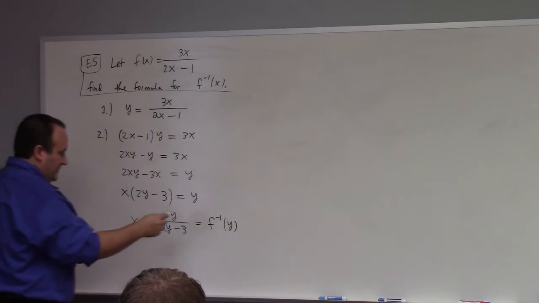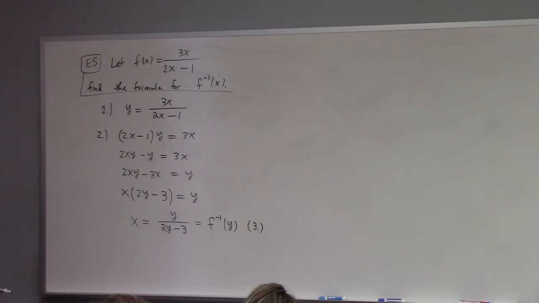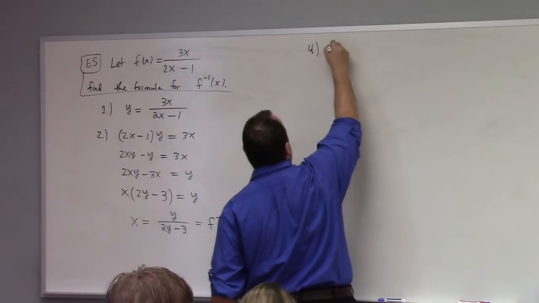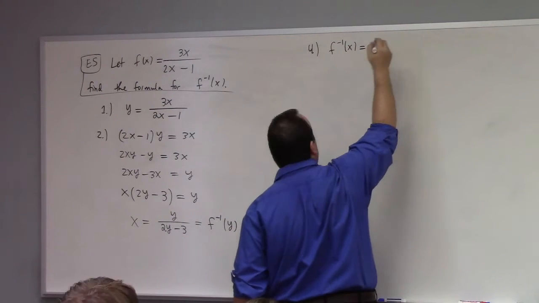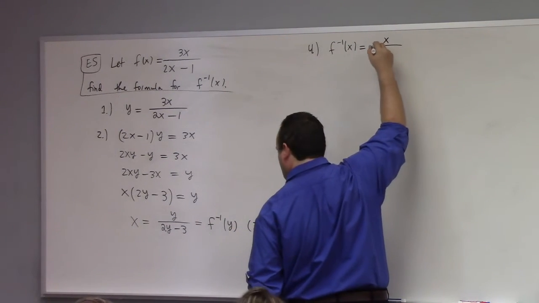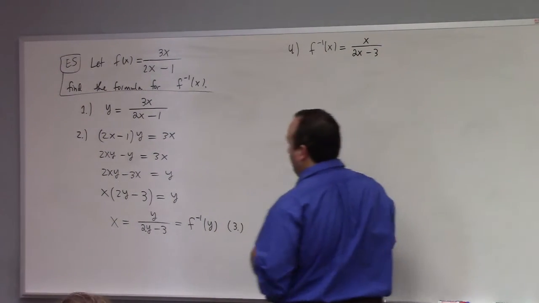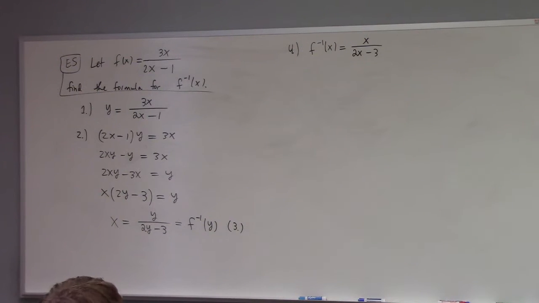So this right here was my step 3, right? And then my step 4 from last time was to swap x and y if you need to. So step 4: f inverse of x is equal to x over 2x minus 3. Okay? You guys can do this, right?